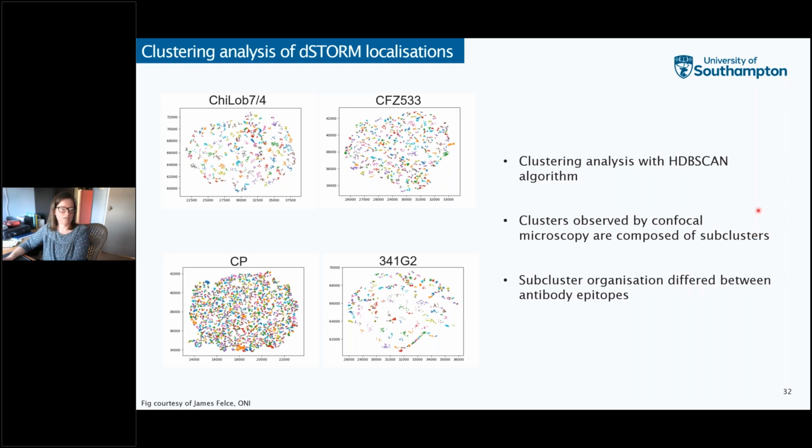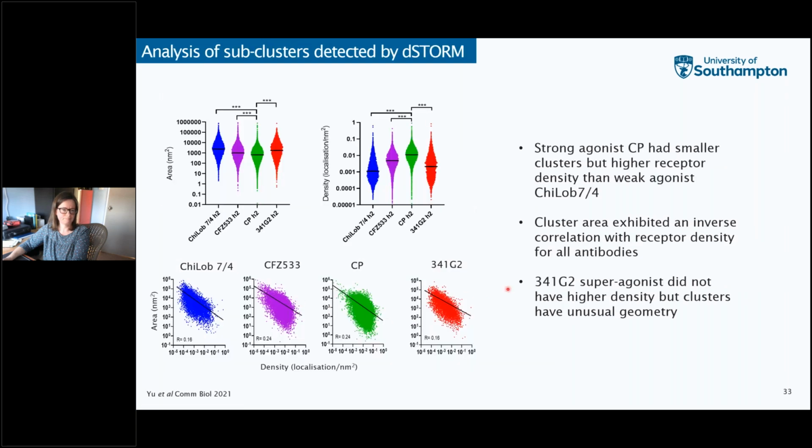We did some clustering analysis of the dSTORM localizations using HDBSCAN, and this revealed that receptor clusters observed under the confocal microscope were further comprised of substructures. We can see here that the organization of these substructures differed between the different antibody epitopes. Analyzing these substructures, we find that the stronger agonist, CP, induced smaller clusters as defined by cluster area, but they had significantly higher receptor density, almost a log higher than the weak agonist, KYLOB74.